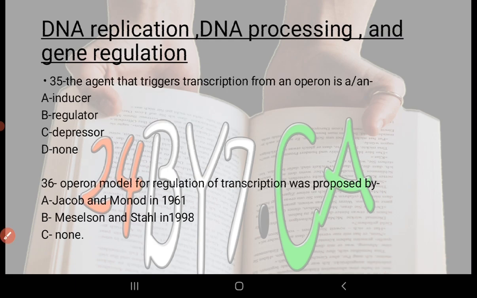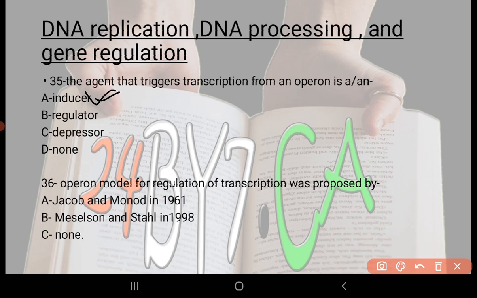Next question. The agent that triggers the transcription from an operon is a or an A. Inducer, B. Regulator, C. Depressor, or D. None. So the right answer will be option A. Inducer. The agent that triggers the transcription from an operon is an inducer.